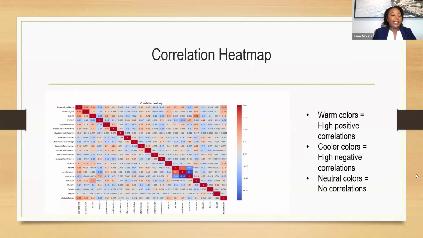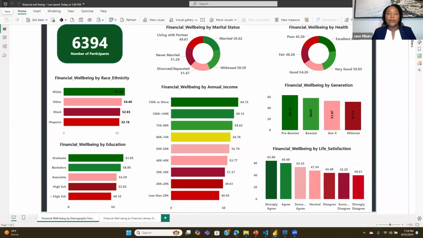So to answer my second question, which was about how demographic factors influence financial well-being, I created a Power BI dashboard. I said that the number of participants was 6,394. The visuals here are color coded.